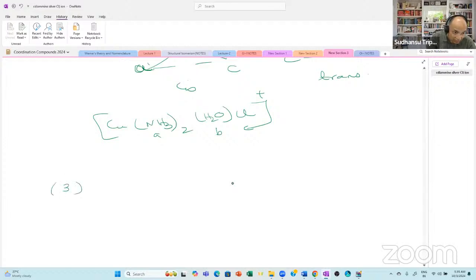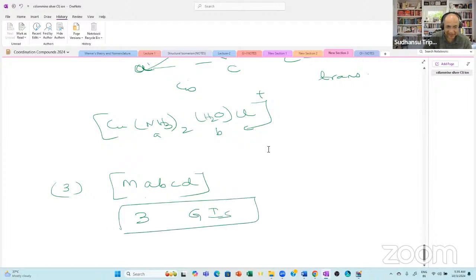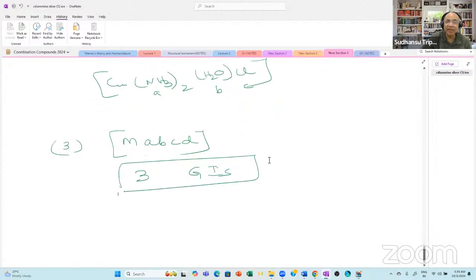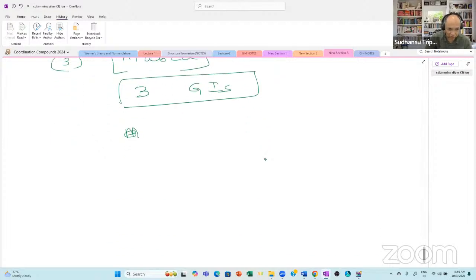And the third one is M A B C D. All the ligands are different but monodentate. In that case, you have 3 GIs. Remember, it doesn't have a name like cis and trans, but remember the 3 GIs. You can draw.